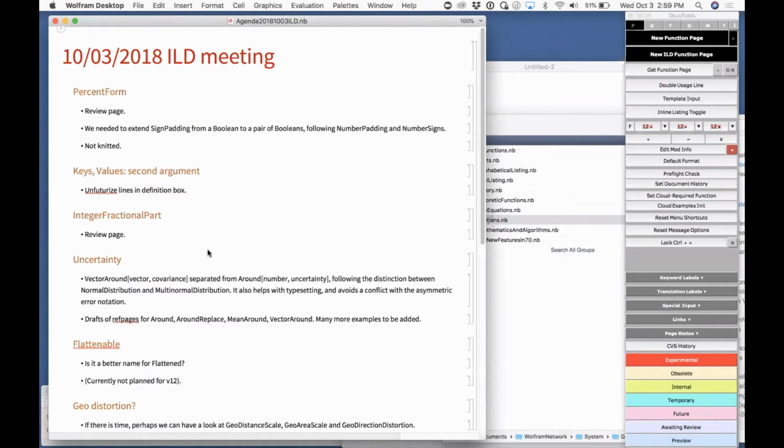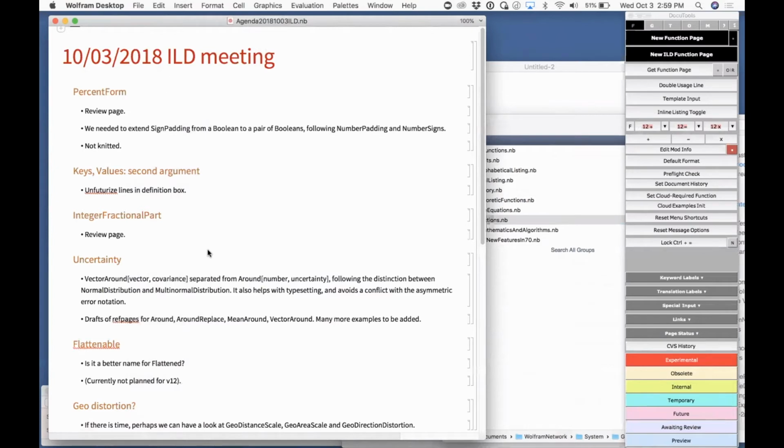Yes, so probably our biggest change here recently is that working on the typesetting, it became clear that having the number case and the vector case is a problem because we don't want a vector plus minus a matrix. And also because the statistics team separates normal distribution from multi-normal distribution, I think we should separate around and vector around. What does vector around mean? Vector around will take a vector in the first argument and a matrix, the covariance matrix, in the second argument. So before, around was taking both a number in the first argument or a vector.